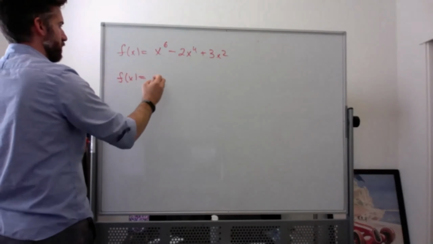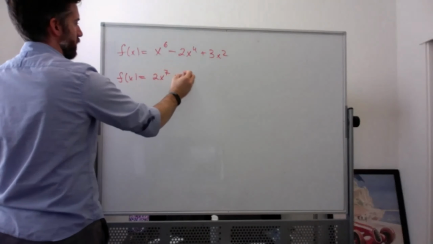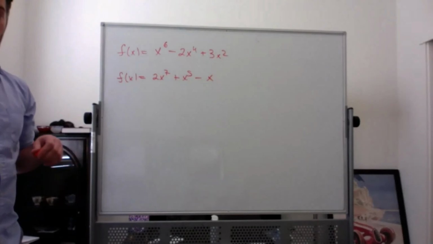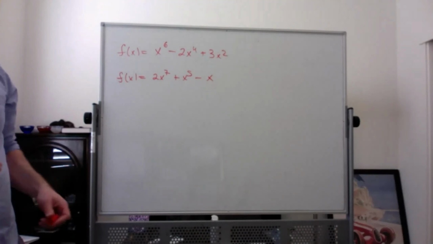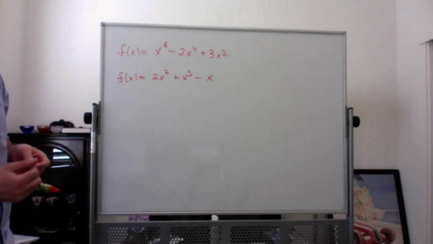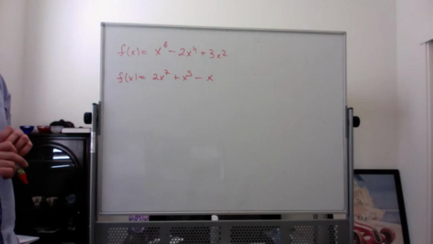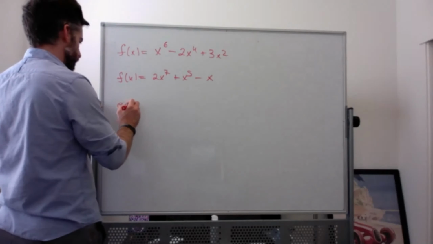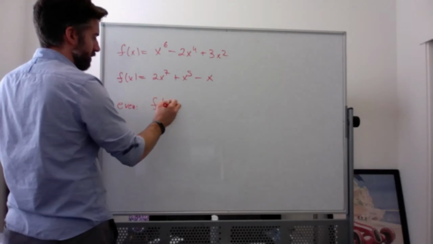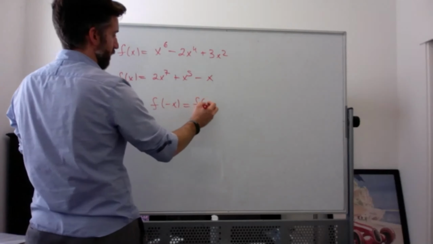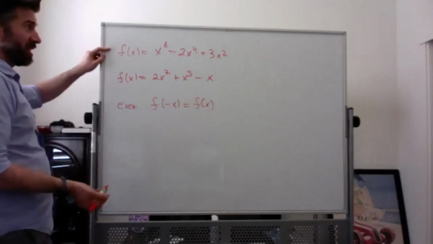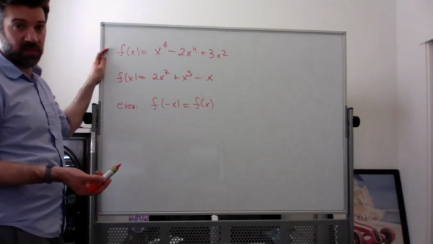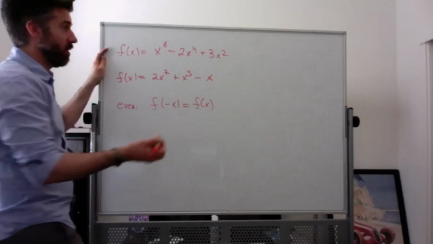F of x equal to 2x to the 7th plus x to the 5th minus x is an odd function because all the powers are odd. Again, it only works for polynomials though. If you have other types of functions, it's not so straightforward. The way you really check to see if it's even is you check that f of negative x is equal to f of x. So here if I plug in negative x, nothing's going to change because negative x to an even power is just going to be changed into positive x to that power, right?